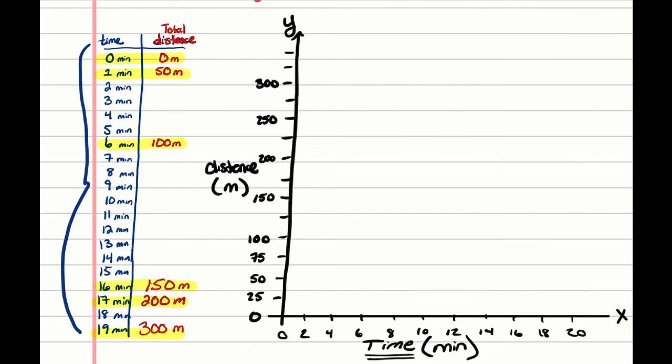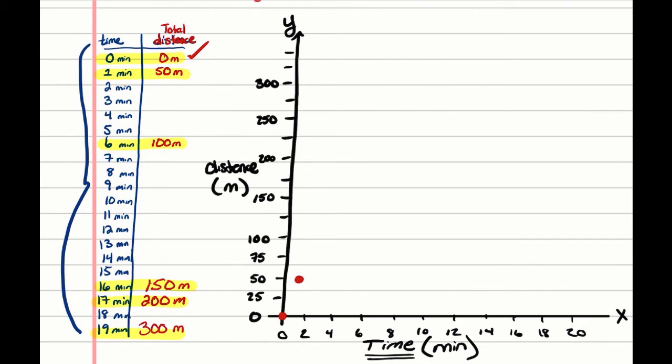So I always start by lining up with my time measurement, and then it's kind of like Battleship. If I say 0, 0, I'm going to put a point at 0 minutes, 0 meters. And I'm going to check that off. Then at 1 minute, right here, in 50 meters, there would be a point. So 1 in 50. So I'm going to grab it, and I'm going to put a point there.